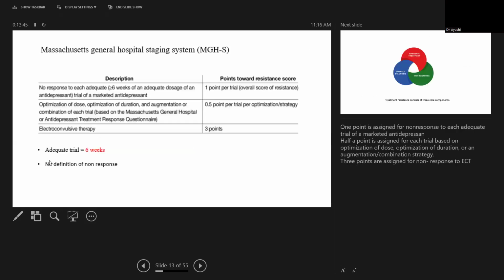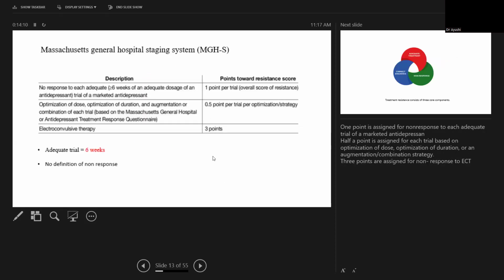Then there is MGH-S model. They describe treatment failure, like they have given 1 point for every drug failure. And for every optimization of dose, optimization of duration, augmentation, they have given 0.5 score. And for electroconvulsive therapy, if it is used, they have given 3 scores.